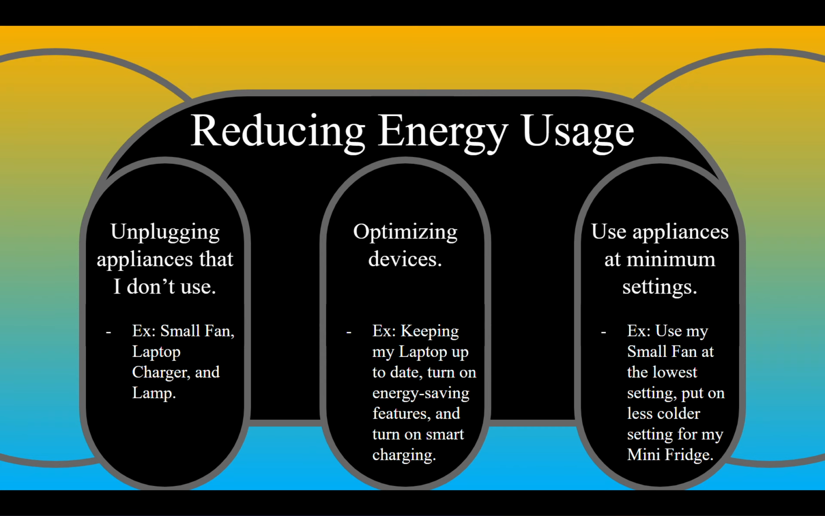Using appliances at minimum settings can also help reduce energy usage if you need to use an appliance at a given time. For example, if I need to use my fan, I can let it cruise at the lowest setting instead of blasting it at highest settings.